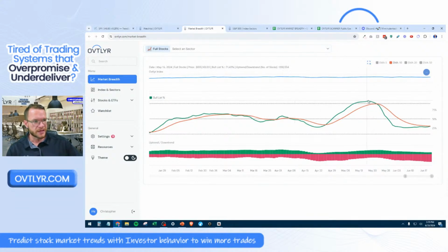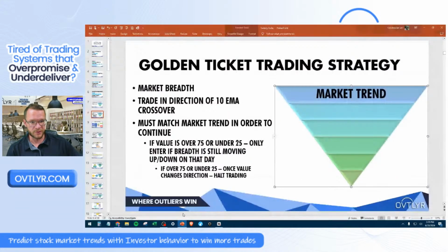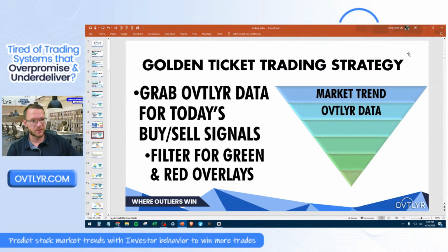But the point is that when it peaks and then starts going back down, once it's over 75 or under 25, right, when it's no longer going up and it's above that level, that's a halt trading signal for me until things come back down. So when it goes over and it stops going higher, I'm going to stop at this point.